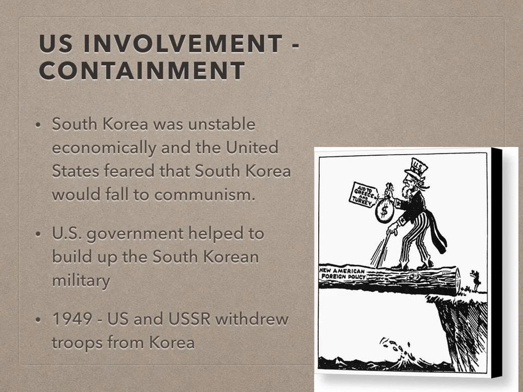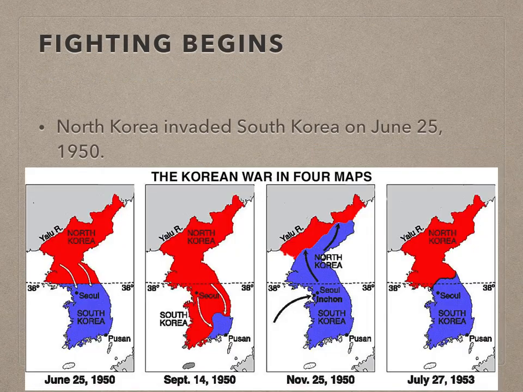However, after the elections, it was agreed that the US and the USSR would withdraw troops from Korea in 1949. This then led to North Korea invading South Korea on the 25th of June 1950. So this first map on the left shows the division along the 38th parallel. The North Koreans crossed the 38th parallel and invaded South Korea.